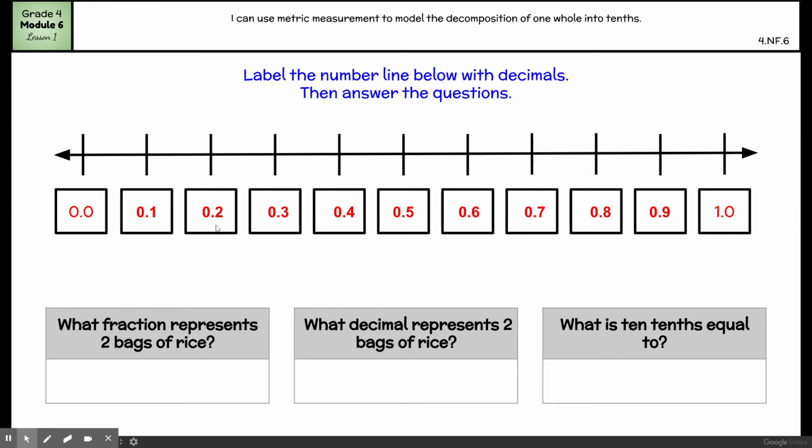So if we call this 2 tenths, do you remember what that fraction looks like? 2 tenths? Like that. 2 tenths of a kilogram. All right, so when it asks for fractions, make sure you give it in a fraction form, not decimal.